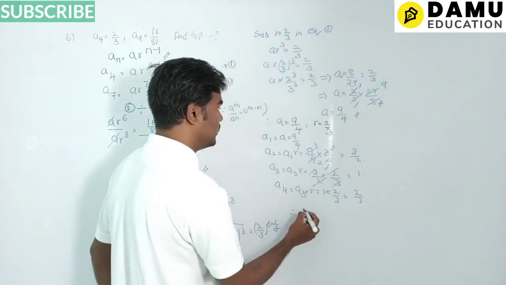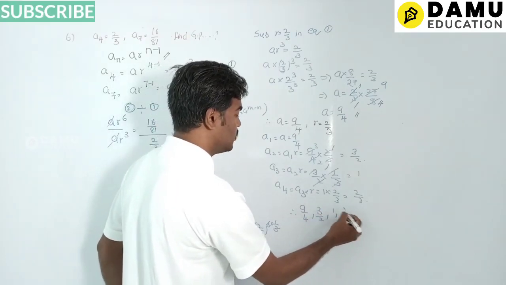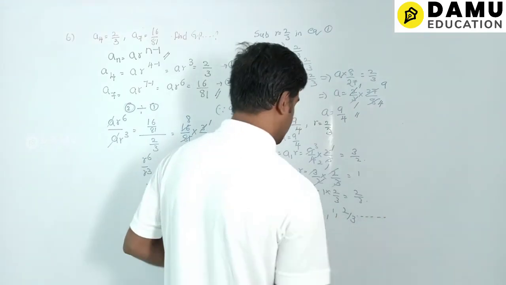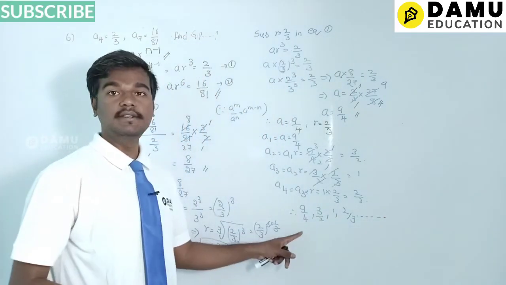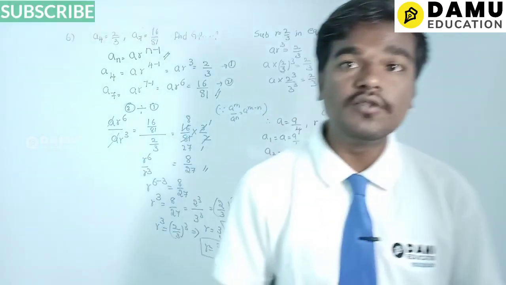So what is the series? 9 by 4, 3 by 2, 1, 2 by 3, and so on. So this is the geometric progression series. By using some formulas we have to find it. So this is the way to find the calculations.